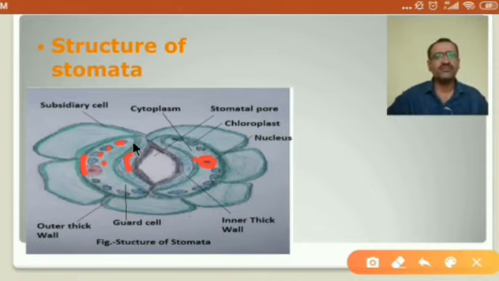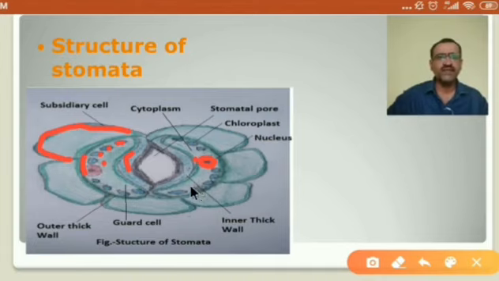For protecting the guard cells there are the subsidiary cells. These subsidiary cells surround the guard cells, and their main function is protection of the guard cells. In this way, this is the structure of stomata. First, there are the bean shaped or kidney shaped guard cells. In the guard cell there is a nucleus, then chloroplasts, then vacuole, cytoplasm, and protoplasm.